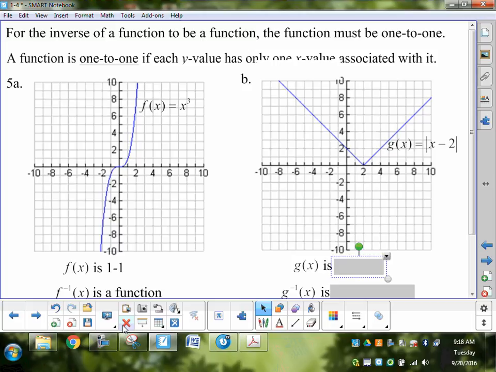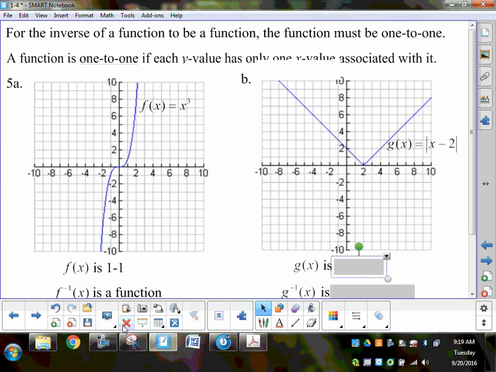No. Why? Because it doesn't use all possible outputs. That's for an onto function. Be careful. Who remembers why this is not going to be a one-to-one function?